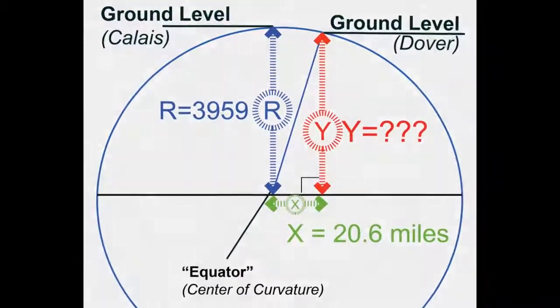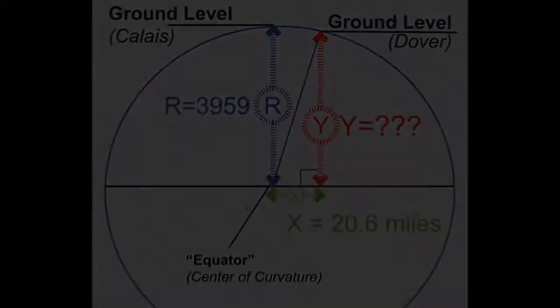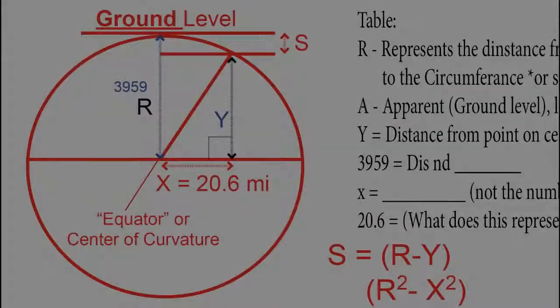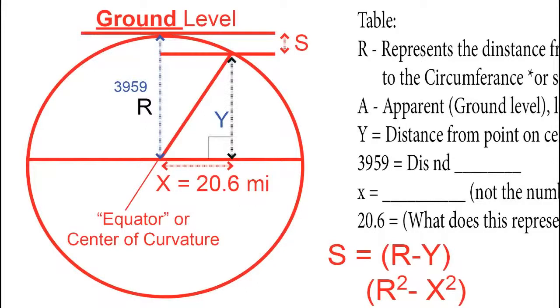Okay, so at any rate, here's the equation. S is going to be the disparity or difference between lines Y and lines R. Now the line R is a known distance. It's the, quote, radius of the spherical Earth, which is 3,959 miles. We know the distance of X is going to be 20.6 miles. That's the distance between Dover and Calais.